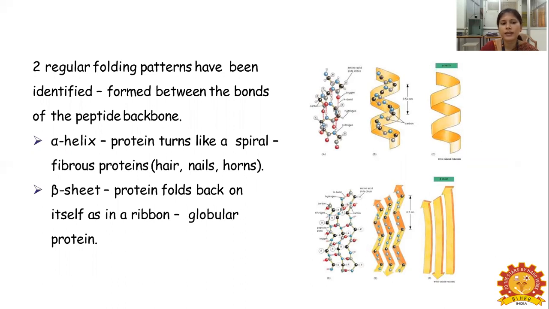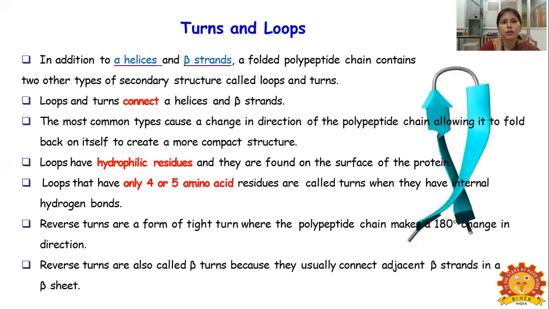So one is the alpha helix, where the protein turns like a spiral, a fibrous protein like hair, nail or horns that we can see. And one is the beta sheet, where the protein folds back on itself as in a ribbon, which we can find in globular structures. So now we'll talk about the turn or bend.